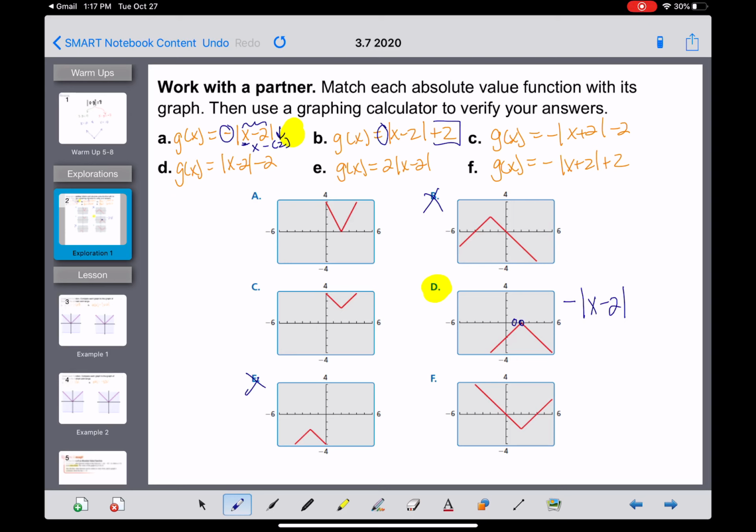The plus 2 means that it is a vertical shift up. So I'm looking at a graph that has moved 2 units up. And then finally, that minus 2 is a horizontal shift 2 units to the right. So I went up 2 units, to the right 2 units. I have a positive slope, so I'm going uphill. My V is in the upward direction. So my answer is C, absolute value of x minus 2 plus 2.